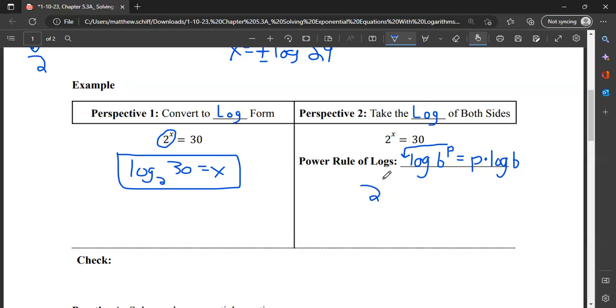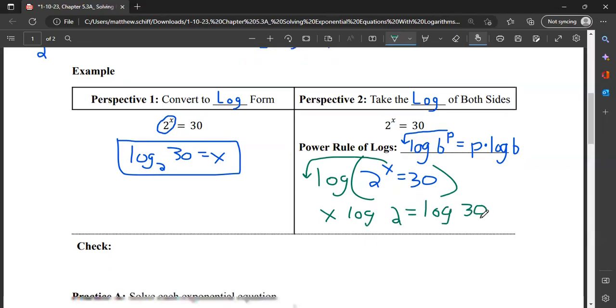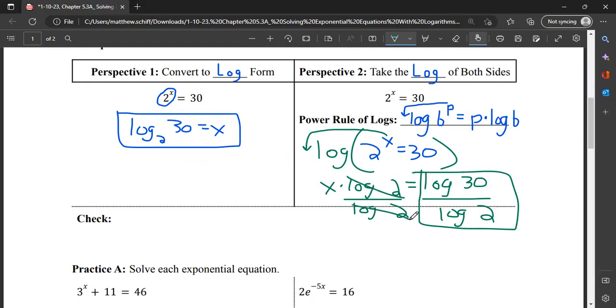So in this equation, when you take the log of both sides, you know, what you do to one side, you've got to do to the other side, right? So I'm taking the log of the whole equation, and my exponent gets brought in front. So I have x log of 2 equals log of 30. And then to solve for x, there's multiplication over here, so I just divide by log 2 on both sides. And so this would be my solution, since these cancel out.